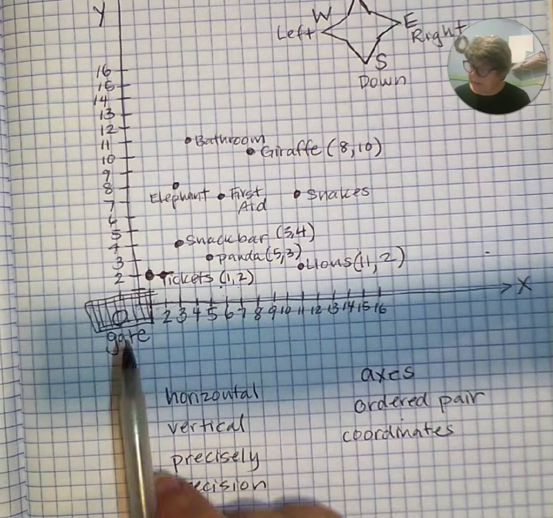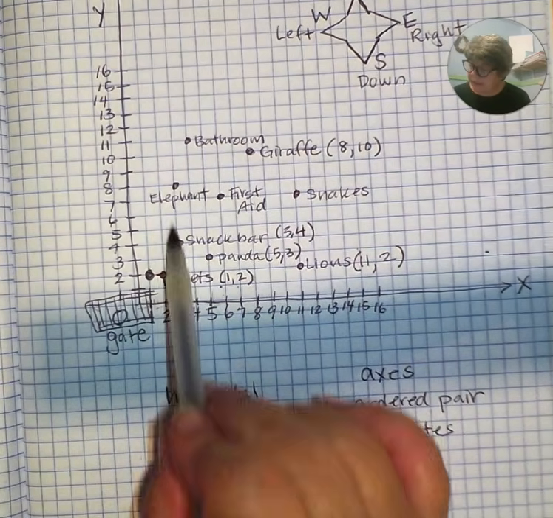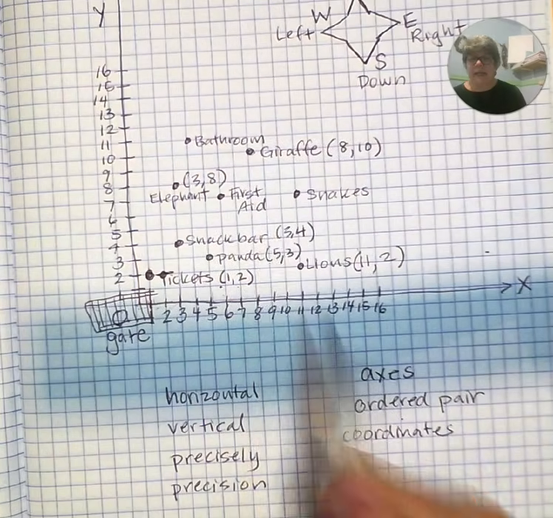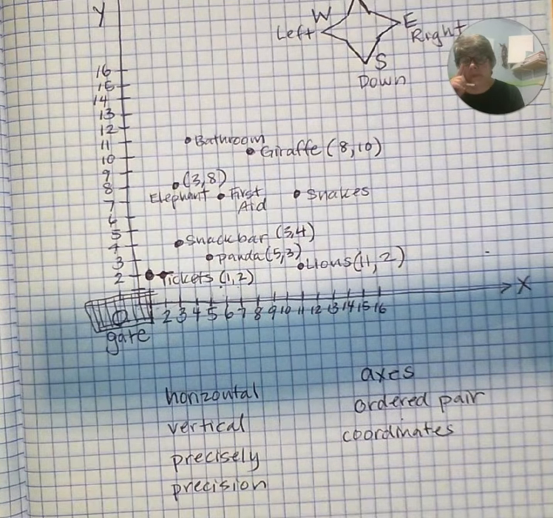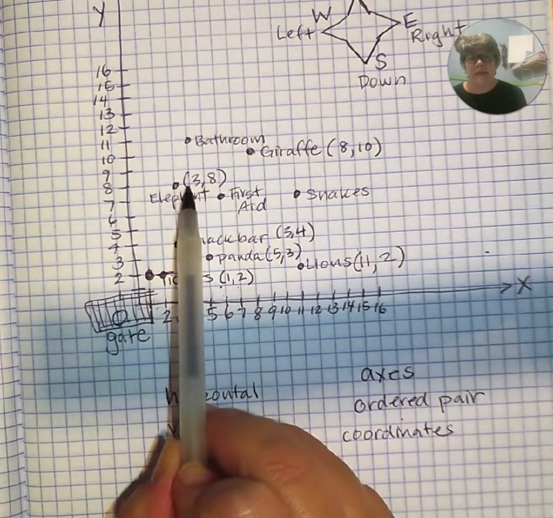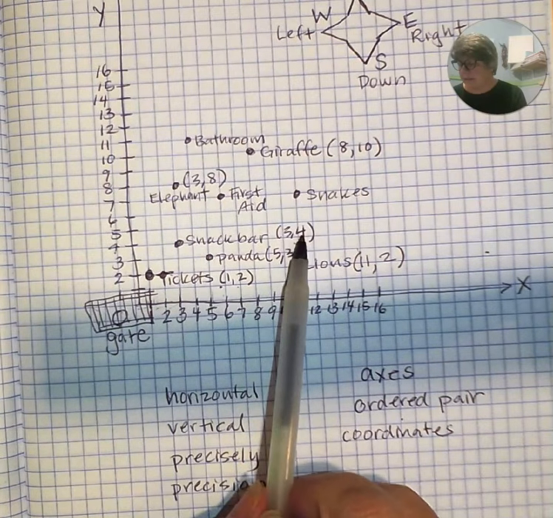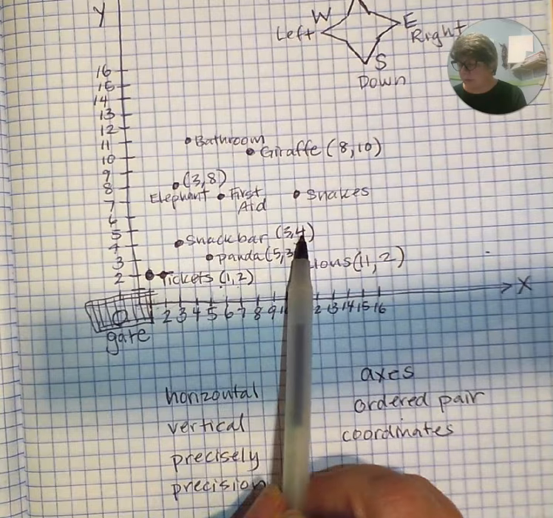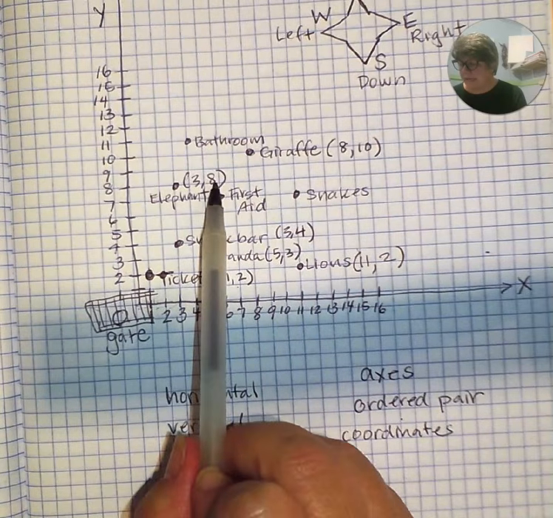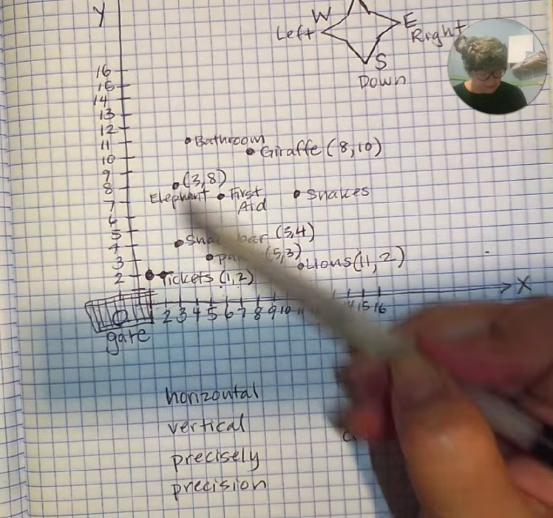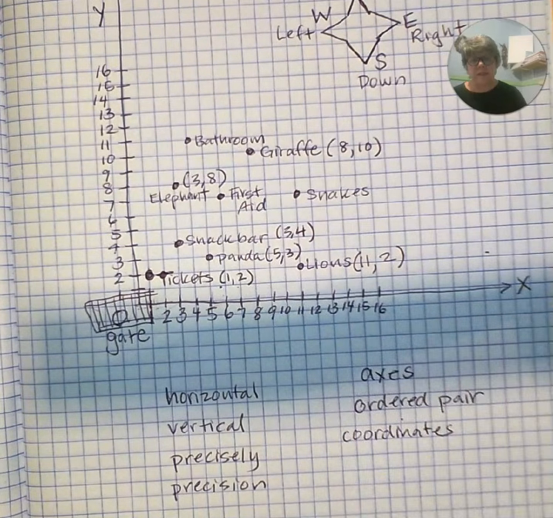And elephant is 3, 8. Okay, so let's look at snack bar and elephant. You see something that's the same between those two ordered pairs. They both have a 3 in the X. And you see something that's different: the snack bar is at 4 for Y and the elephant is at 8 for Y. So I just need to go 4 up to get from the snack bar to the elephant, right? Okay, very good.